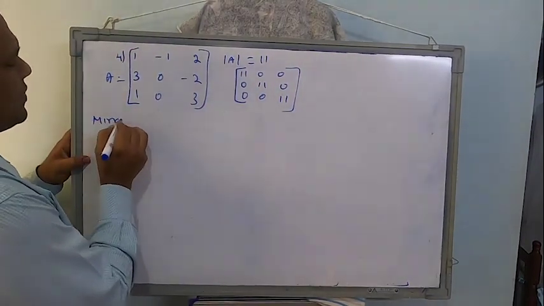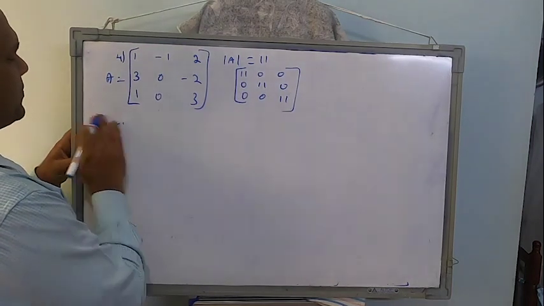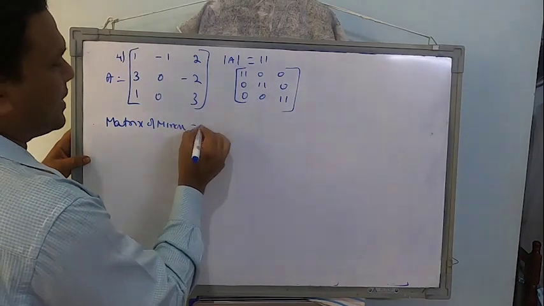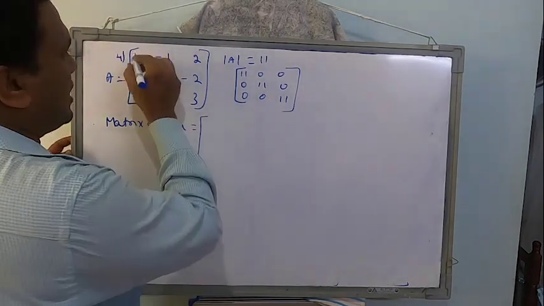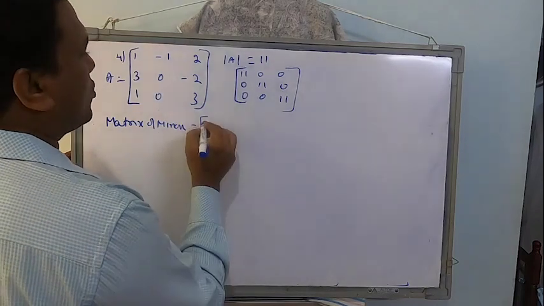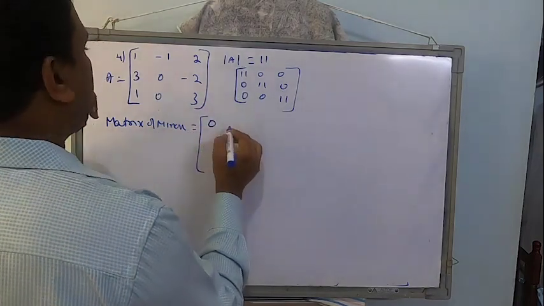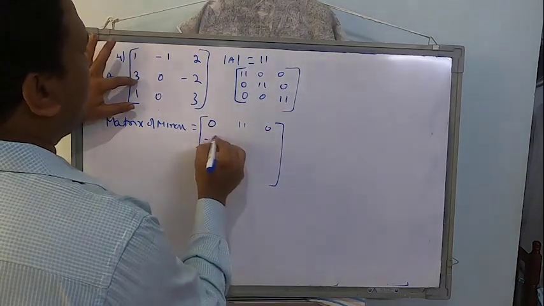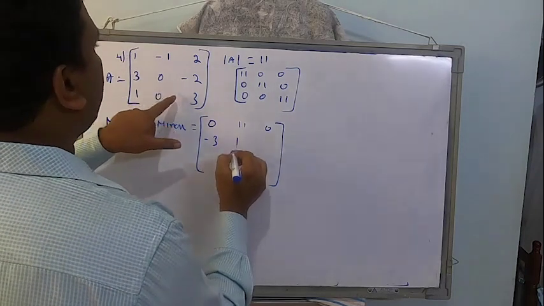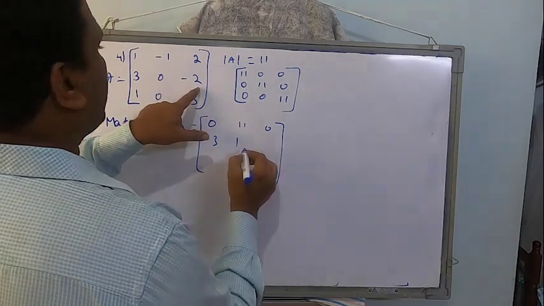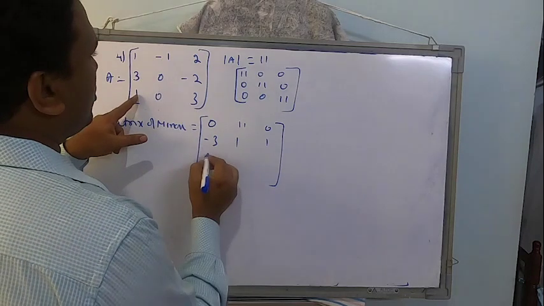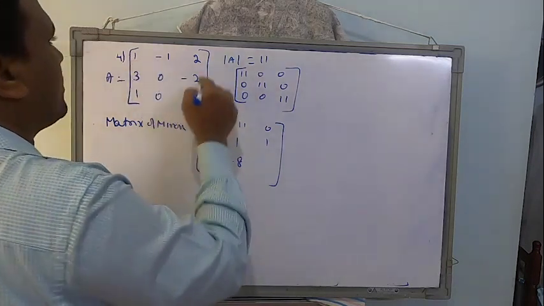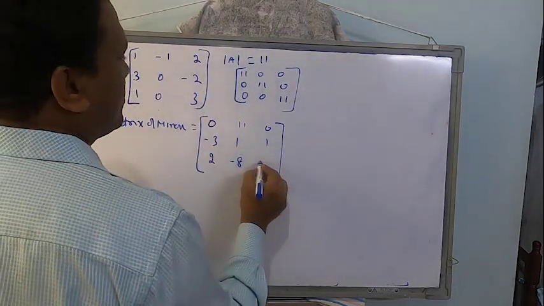So I'm going to start with the matrix of minors. Correct? Okay. For the first row, I'm just going to do it quickly by looking at the board. It's going to be 0, then 11, and then 0. For the second row, it's going to be minus 3, then 1, and for this element, it's going to be 1. Then for this, it's going to be 2. For this element, minus 2 minus 6, that's going to be minus 8. For this, it's going to be 3.